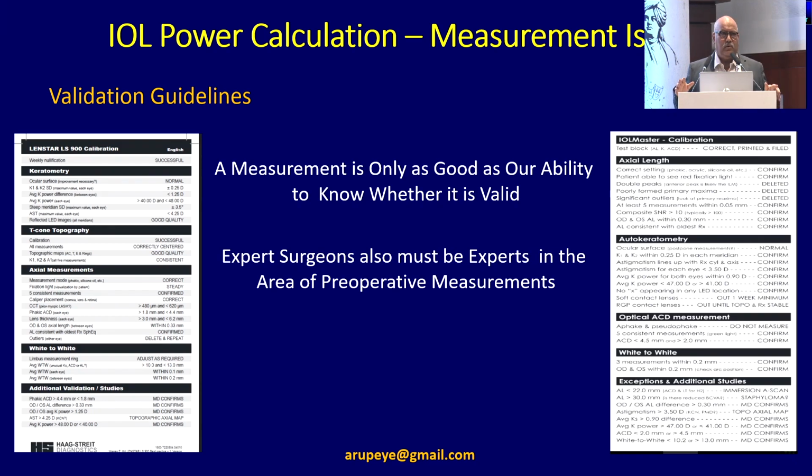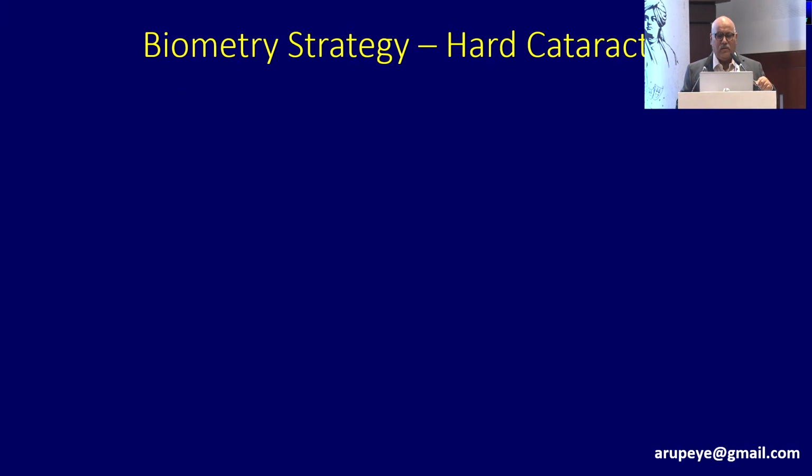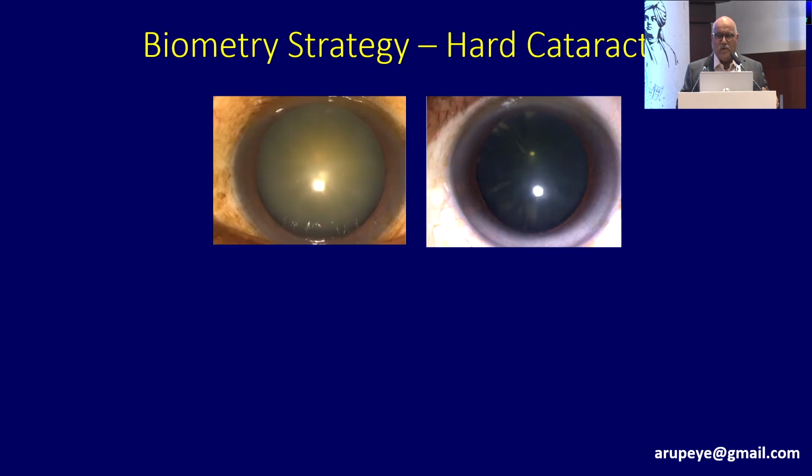Then another thing we need to bother about is, just because one is using an optical biometer does not mean that you're going to get fantastic results. There are validation guidelines for each biometer, and these are very important. They're a little complex, so I have taken a printout. It is in the optical biometer room. Whenever the validation guidelines are not fulfilled, that particular scan has to be deleted, and the examination has to be repeated.